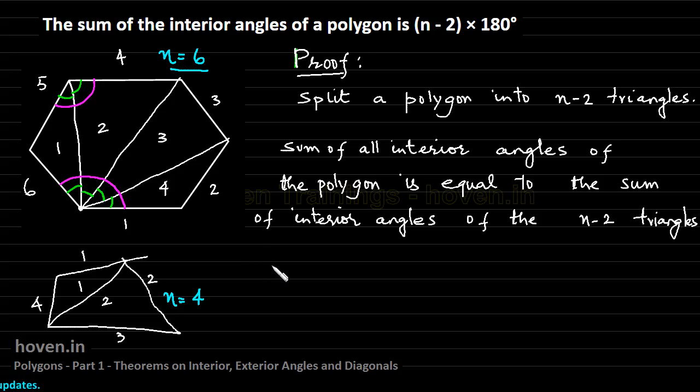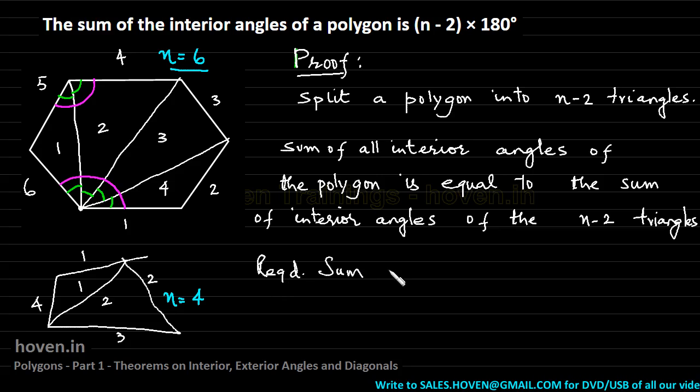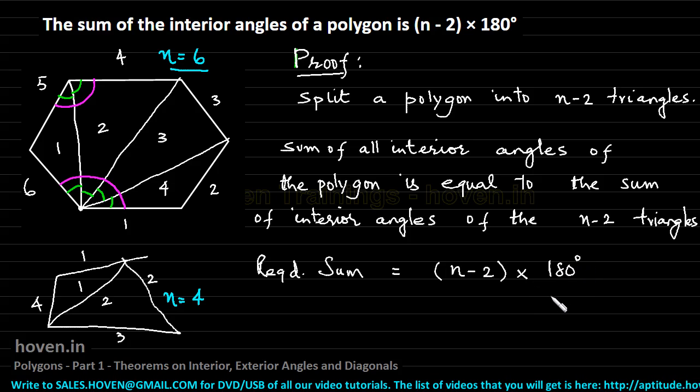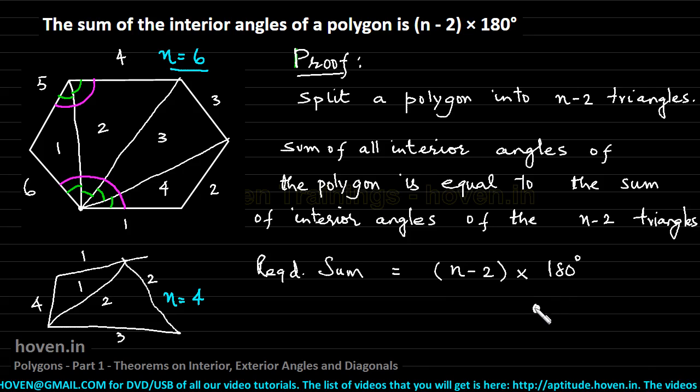Now we know that the interior angles of one triangle add up to 180 degrees. So we can say that the required sum is equal to the number of triangles, n minus 2, into the sum of interior angles of each triangle, that is 180 degrees, which proves the required theorem. You can remember this theorem, or you can derive it just in time in case you meet a question in your exam. Let us move to our next property.